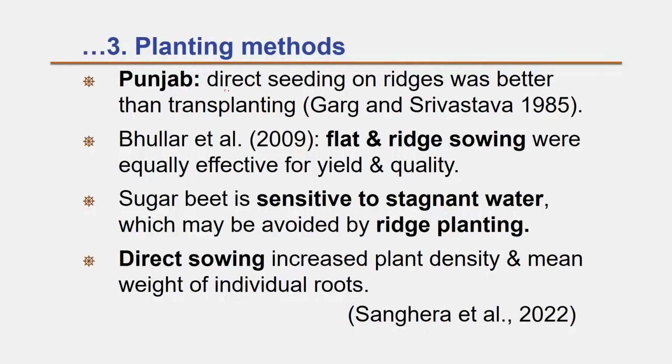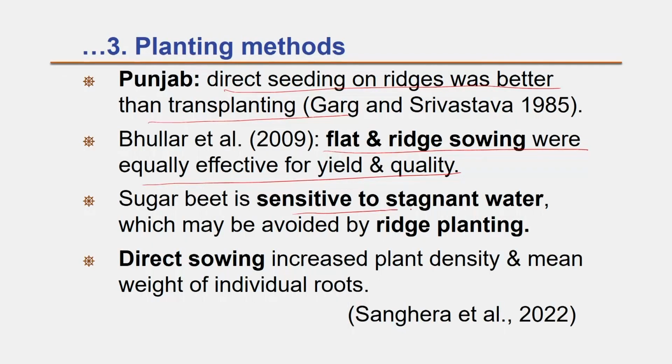In Punjab, direct seeding on ridges was better than transplanting, and flat and ridge sowing were equally effective for yield and quality. So in Punjab, you can go for either flat planting or ridge sowing. Sugar beet is sensitive to stagnant water, which may be avoided by ridging. In flat bed methods there can be accumulation of water, but with ridge planting, you will have a ridge and furrow system, where water accumulates in the furrow and the crop sown on the ridges can escape waterlogging.